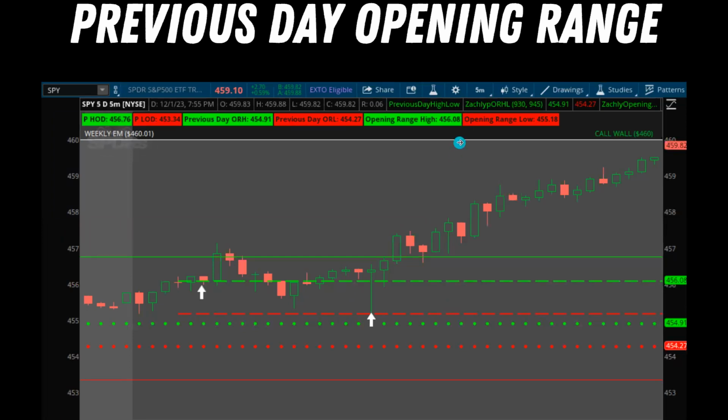And then another thing is going to be your previous day opening range. Now, you can use this a couple ways. One way is to gauge current market sentiment, and you can also do that with the previous day highs and lows. The way this script does it, it gives you the previous day opening range low and the previous day opening range high, and it charts it as a blue dotted line. So you have the opening range in the dashed line, the previous day highs and lows in the solid lines, and the previous day opening range in the dotted lines.